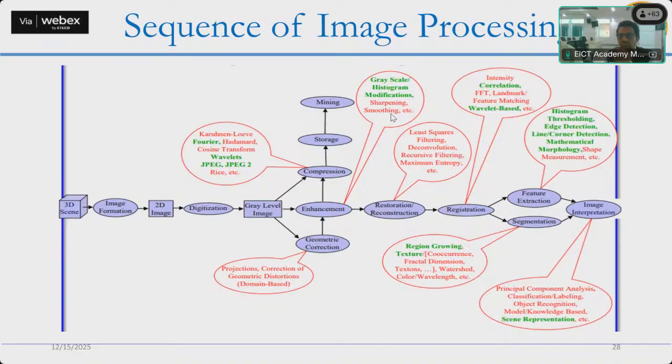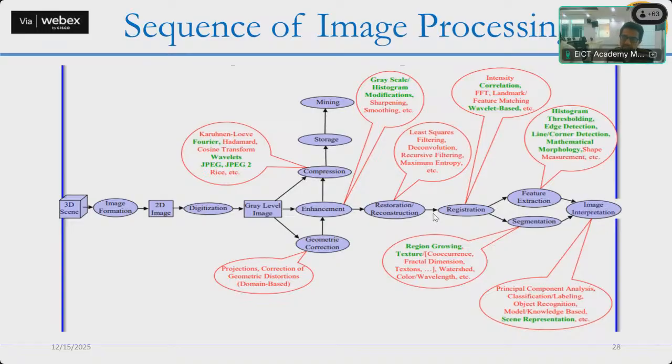And then you restore the image, then you reconstruct the image. How do we do it? Restore and reconstruct means that after enhancing it, we want to bring back that image. Then we use the least square filtering, deconvolution, recursive filtering, maximum entropy. And thereafter, registration is there.